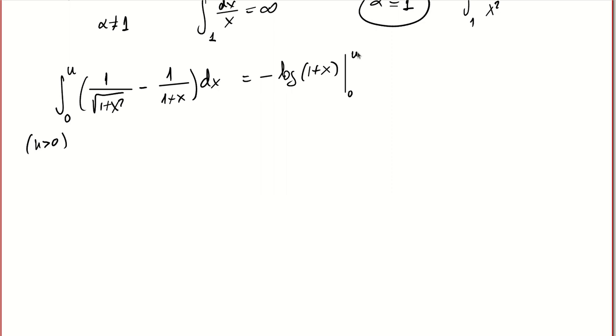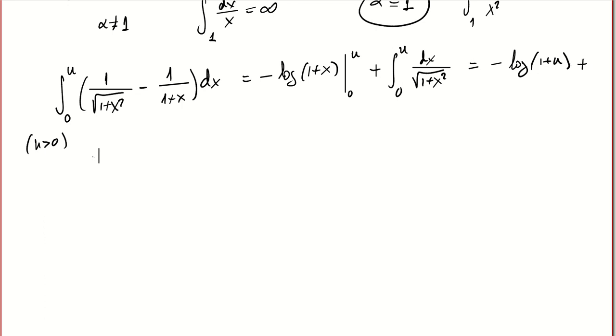And then you have the second one, which is the integral from 0 to u of dx over the square root of 1 plus x squared. How do we do this integral here? Well, one way, this integral here is, by the way, when x is equal to 0, this is the logarithm of 1, which is 0. And then you have just minus the logarithm of 1 plus u. Okay, so this integral here just produces that.